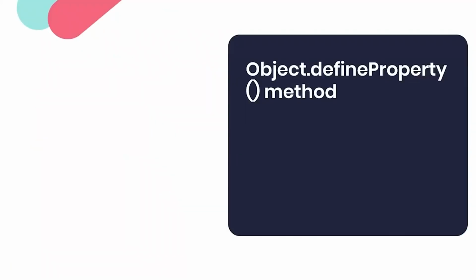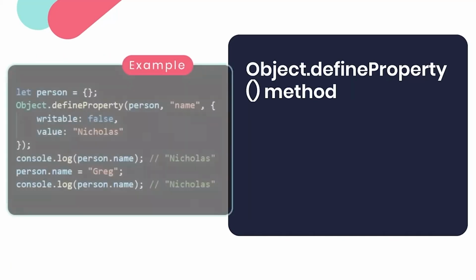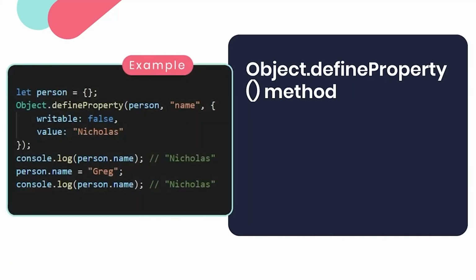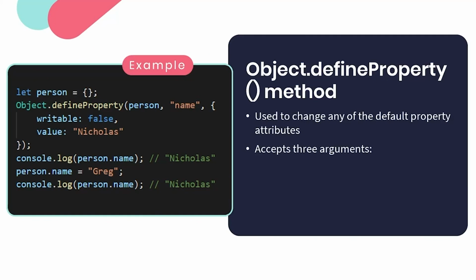Let's take a look at the Object.defineProperty method of changing any default property attributes. This method accepts three arguments: the object on which the property should be added or modified, the name of the property, and the descriptor object.